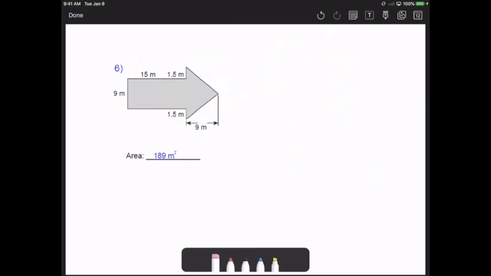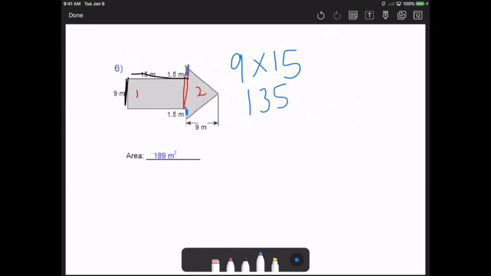Okay, boys and girls, for this one, in here I'm going to draw a line, and 1's a rectangle, 2 is my triangle. So the rectangle, don't get confused here. The rectangle is going to be 9 times 15. This 1.5 is for this little blue area here. So it'll be 9 times 15. 9 times 10 is 90. 9 times 5 is 45, so it's 135 meters squared.